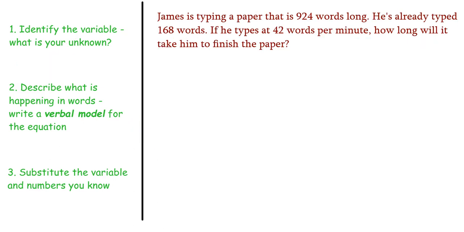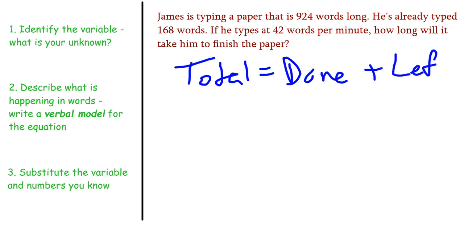The next type of equation is very similar to the ones that we've done before, except this time we are looking at typing words on a paper rather than traveling down a road, but it's still a total equals what's done plus what's left. So go ahead, pause the video, see if you can take this verbal model here that describes basically what's happening in the problem, substitute the numbers and the variables into it to get an equation, and come back when you're ready to see the answers.